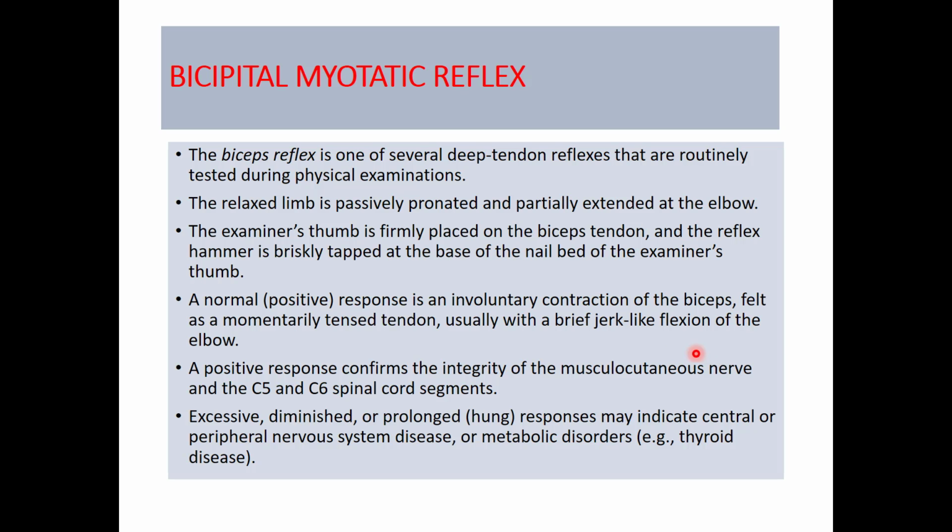A positive response will be involuntary contraction of the biceps. A positive response confirms the integrity of the musculocutaneous nerve, which is supplying the biceps muscle. Okay, and what is the root value? C5 and C6. Excessive, diminished or prolonged response may indicate central or peripheral nervous system disease or a metabolic disorder, that is, thyroid disease.